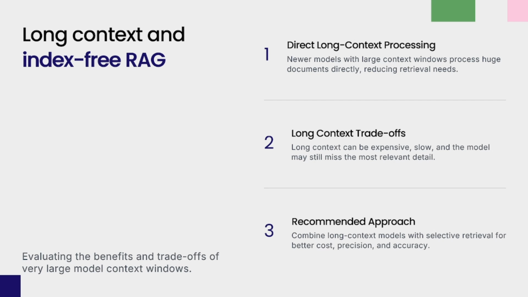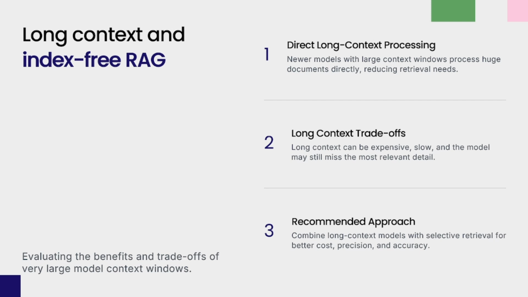Long context and index-free RAG. So what are long context and index-free RAG? We've talked about long context at the beginning, where we said that long context can be mismanaged by the agent when the context is too long, and when the information it contains is irrelevant at times. So, evaluating the benefit and trade-off of a very large model context window.